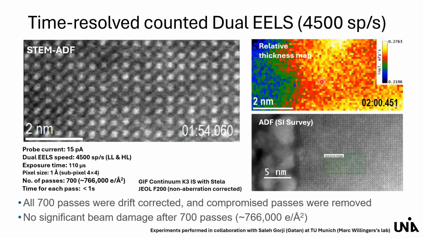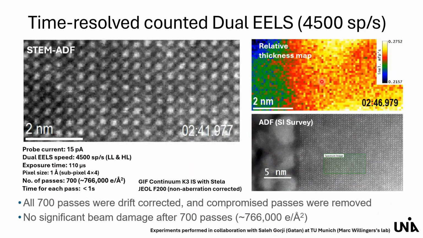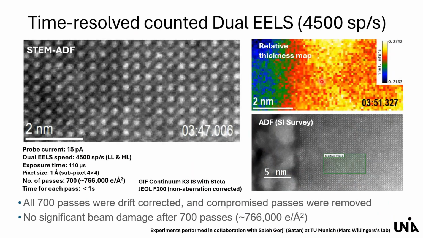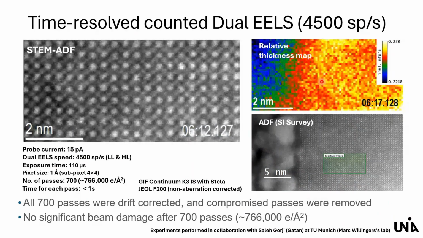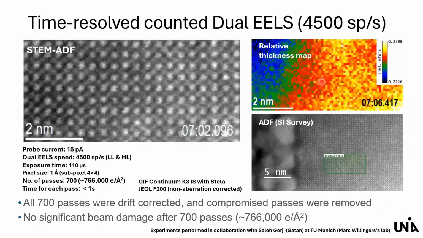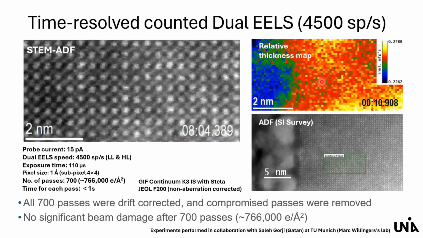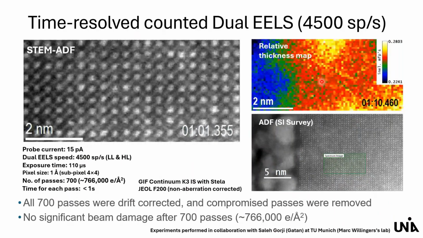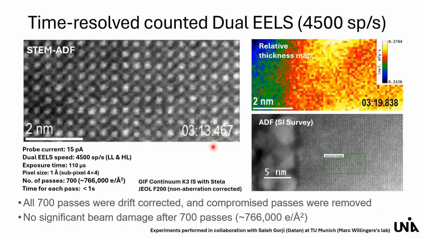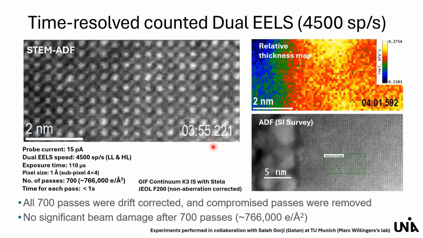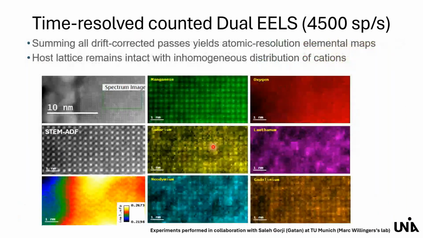And that means that it's not only the dose rate, not only the total dose that is important, but the dose rate is important to avoid beam damage in these radiation-sensitive systems. So of course, you also want to see the maps now from these measurements. So here in this slide, you see then the results, the atomic maps.